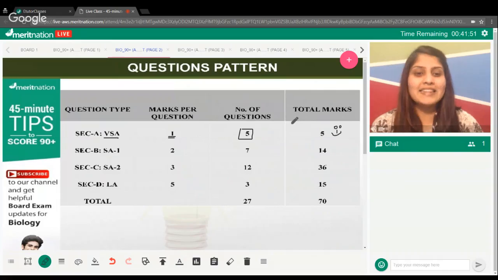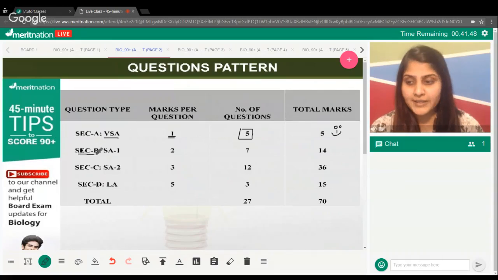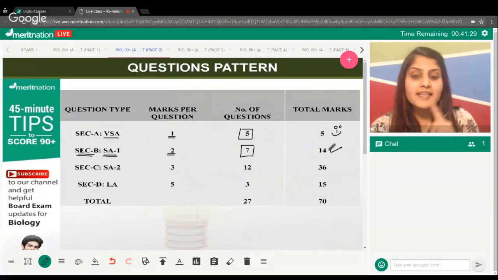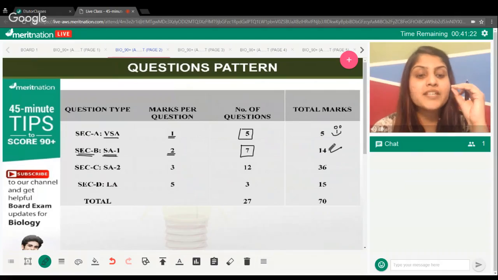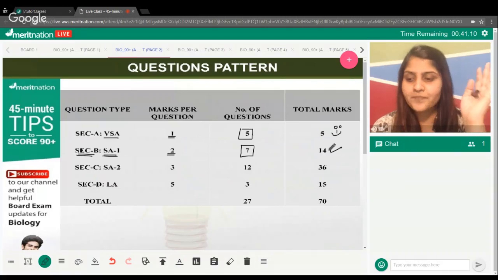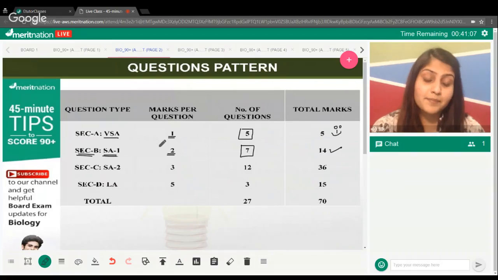Section B consists of short answer questions carrying 2 marks each. Such questions will be 7 in number and will give you 14 marks. In this section you are required to give a straight answer of 2 to 3 lines. They are going to ask you about some definitions or the function of a particular thing. We shall discuss that in a while, but you are not supposed to write a descriptive answer here.